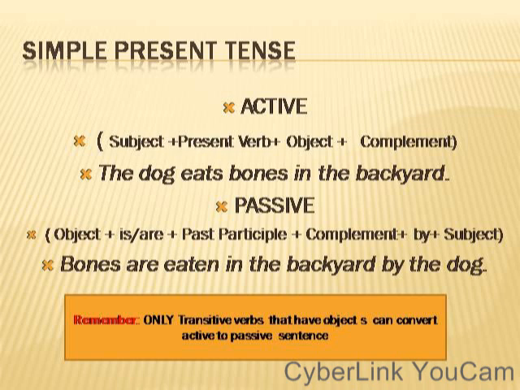So bones plus the linking verb, and we have to ask the question, is the subject singular or plural? The word bones is a plural word. Therefore, we are going to use the linking verb are in order for this to agree, plus the past participle eaten, plus the complement in the backyard, plus the by, plus the subject, which in the last becomes the recipient, the dog. Remember, only transitive verbs that have objects can convert active to passive sentence.